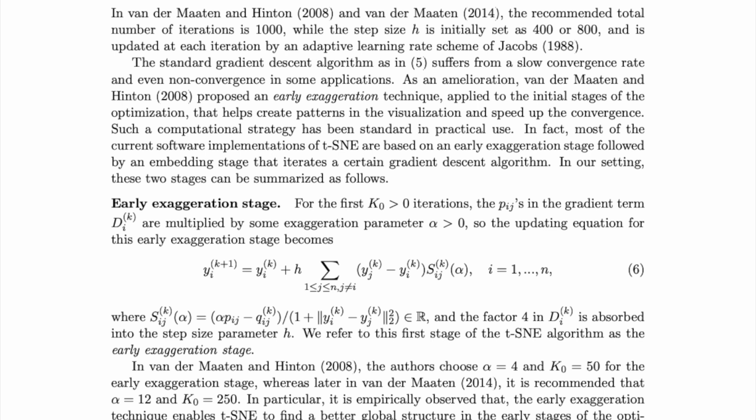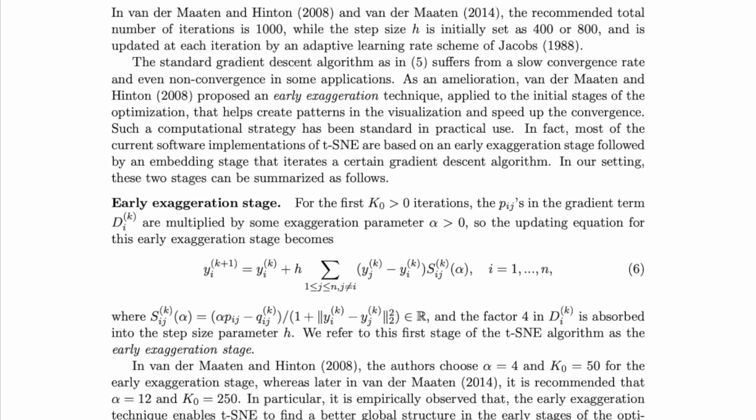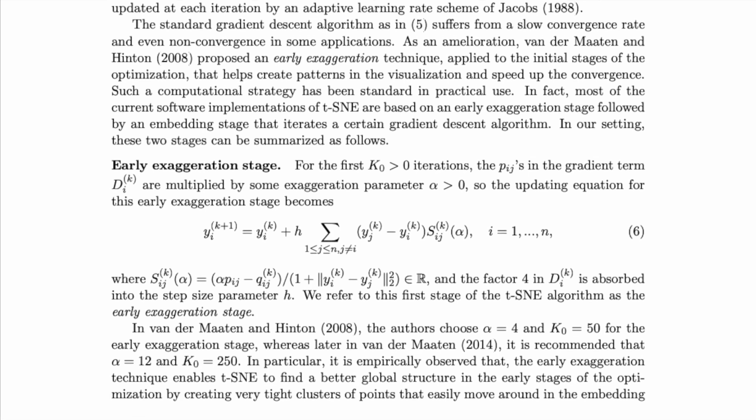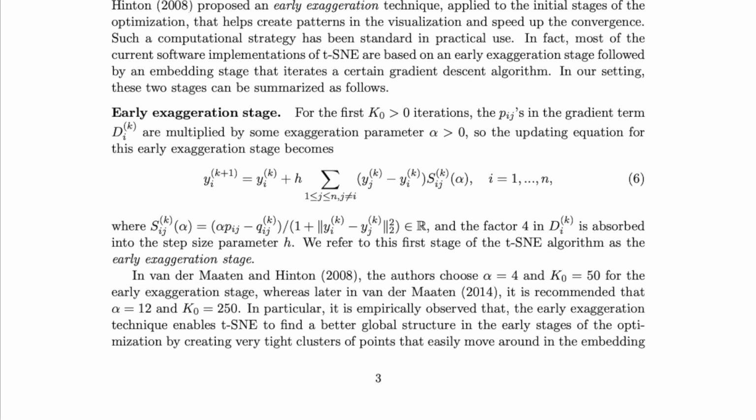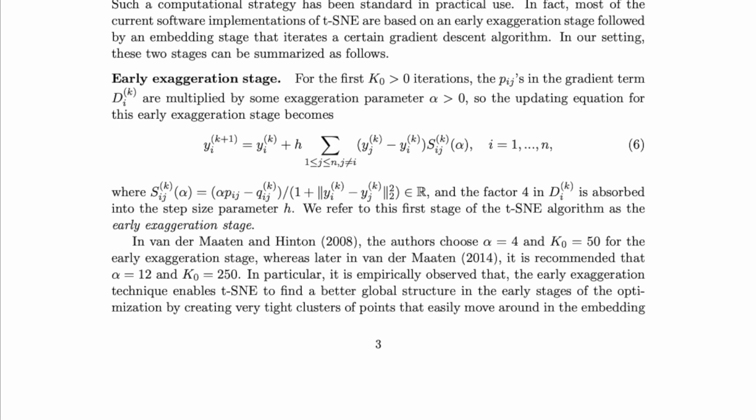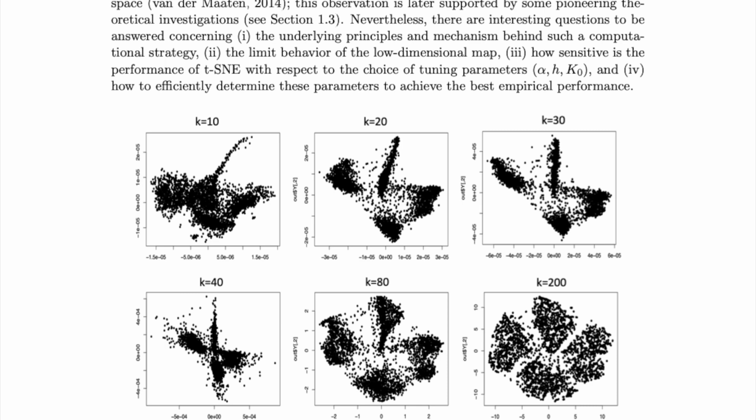In particular, it is empirically observed that the early exaggeration technique enables t-SNE to find a better global structure in the early stages of the optimization by creating very tight clusters of points that easily move around in the embedding space. This observation is later supported by some pioneering theoretical investigations, see section 1.3. Nevertheless, there are interesting questions to be answered concerning (1) the underlying principles and mechanism behind such a computational strategy, (2) the limit behavior of the low-dimensional map, and (3) how sensitive the performance of t-SNE is with respect to the choice of tuning parameters α, h, k0, and how to efficiently determine these parameters to achieve the best empirical performance.